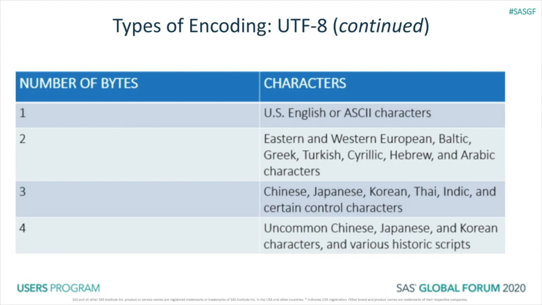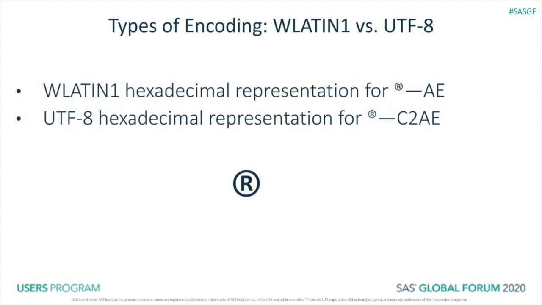Let's take a look at an example. In this example, I'm going to show you the difference between WLatin1 and UTF-8 in how they store a value. We're going to look at the difference in how these two encodings store the registered trademark symbol. That symbol can be seen in the middle of the slide. It's just a circle with the letter R in the middle. In WLatin1, this symbol is represented by an AE in hex. However, in UTF-8, it's going to be stored as 2 bytes. So it's represented by a C2 AE in hex.